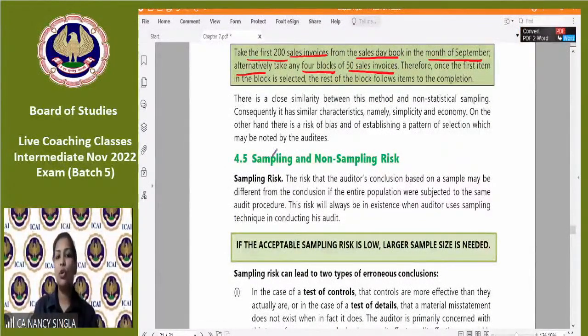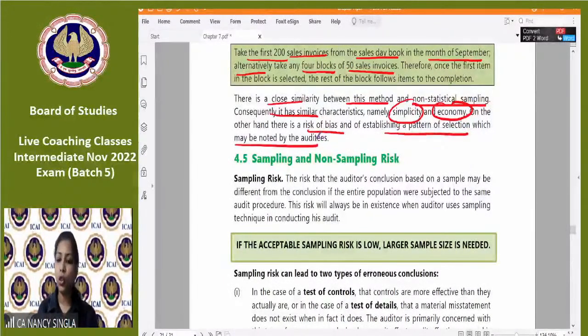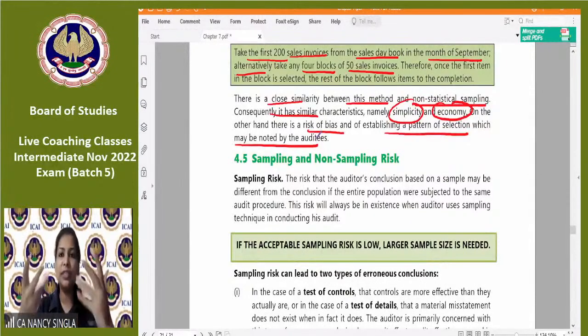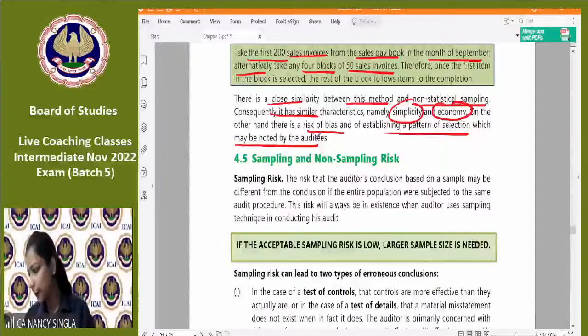So there is a close similarity between this method and non-statistical sampling. There is no statistics involved. It is simple, no training is required, but the risk of bias is always there. And it might be possible that the pattern of selection may be noted by the auditees, as in the client. They may know that this auditor only checks the first 100 invoices, so we will give a list of invoices accordingly, so that in the first 100 there is no problem. Okay? Simple. Block sampling.